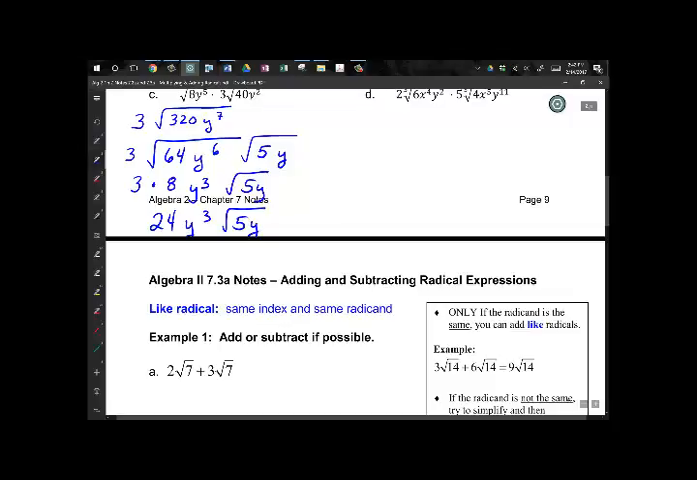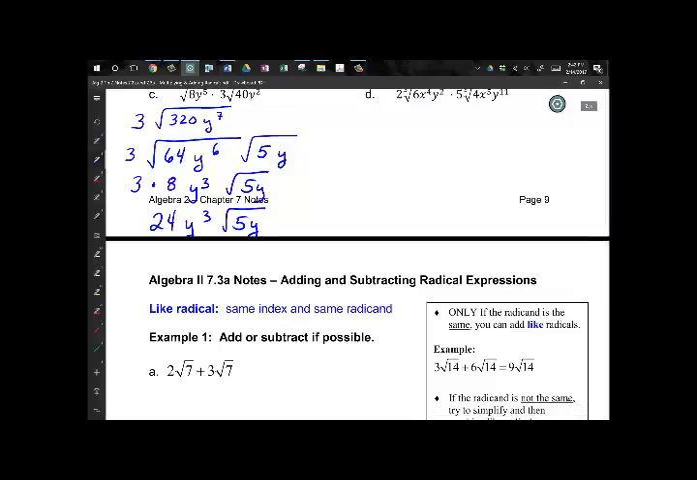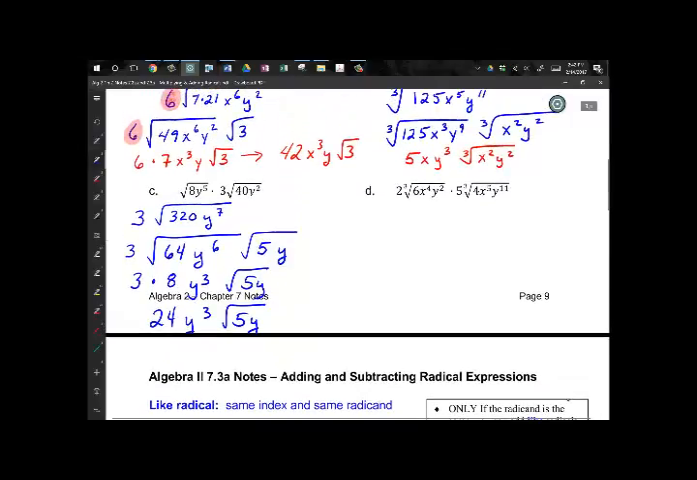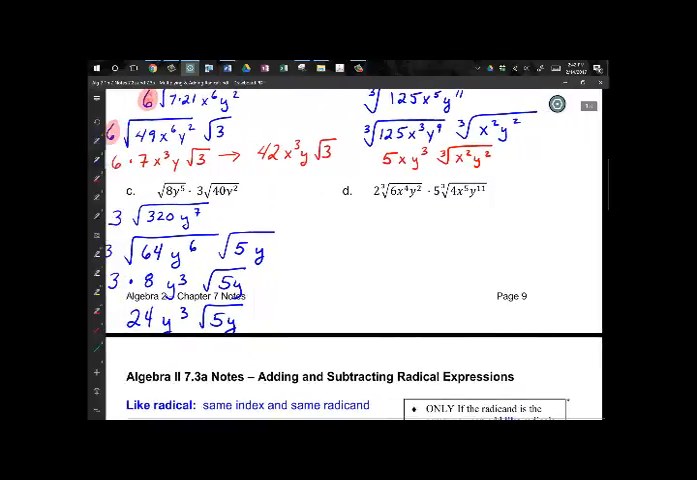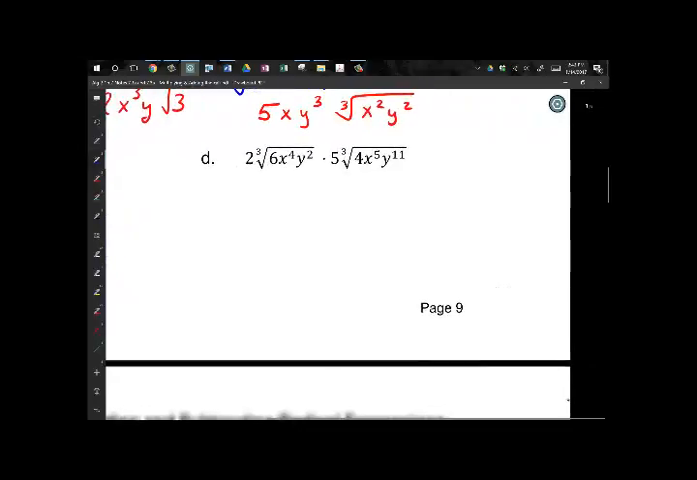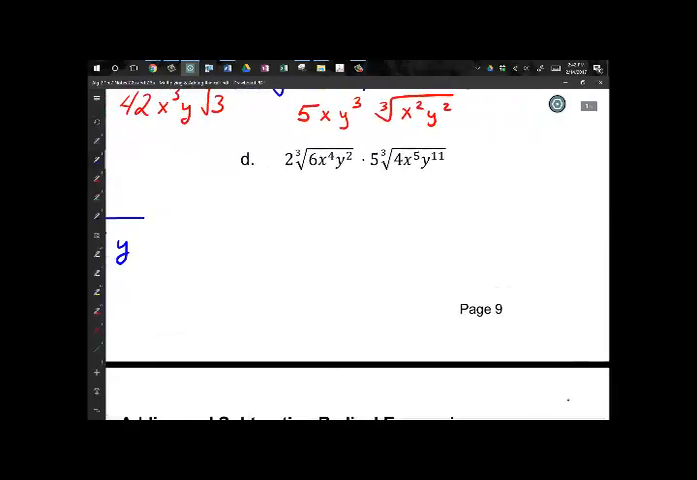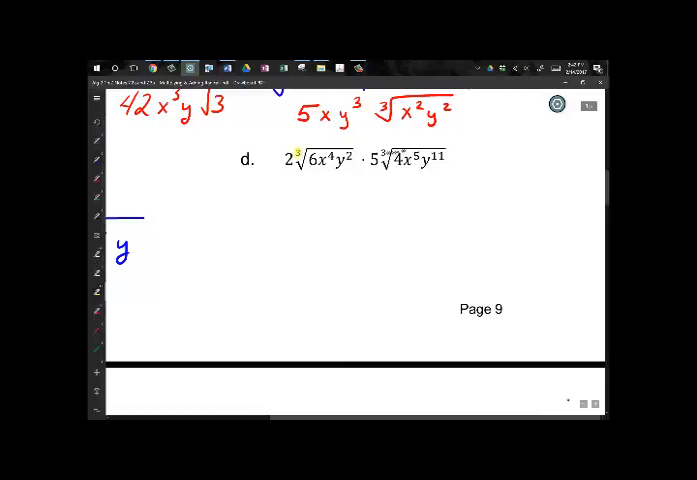Knowing your perfect squares and trying those perfect squares is going to make things a lot easier as we go through this. Let's look at example D. We do have both cube roots here, and so it is important to identify that both have cube roots in their indexes. So we're going to combine the 2 and the 5 and get 10.